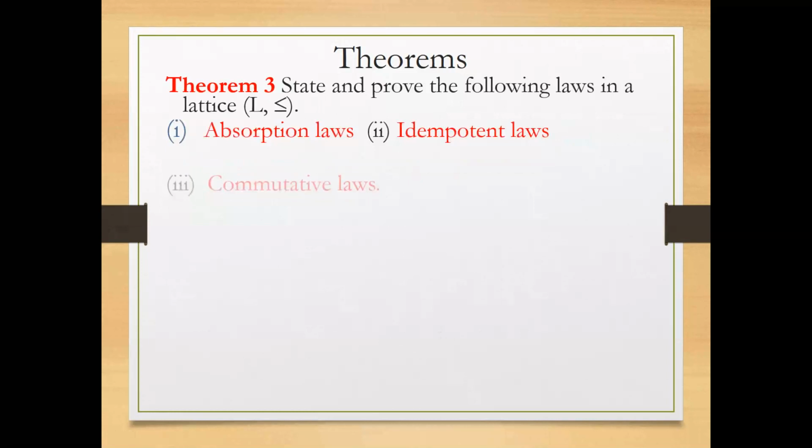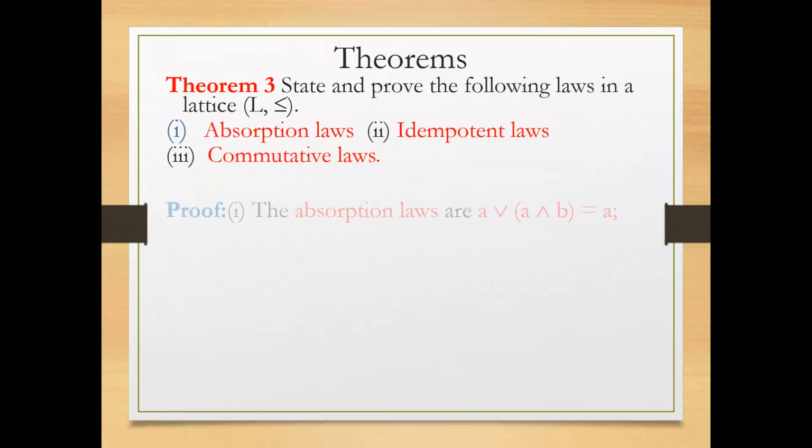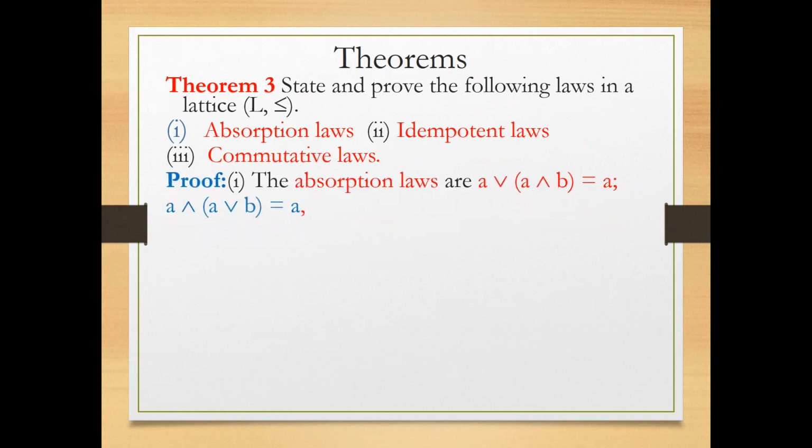And in theorem number 3, we have proved three laws: the absorption laws, the idempotent laws, and the commutative law. Absorption law states these two things: A join (A meet B) equals A, and A meet (A join B) equals A. Means the outside of the bracket is the join symbol, inside is the meet symbol, and the element outside repeats inside, then the answer will be the repeating element. And same thing here, if outside you have meet and inside join, the answer will be the repeating element. This is the absorption law.